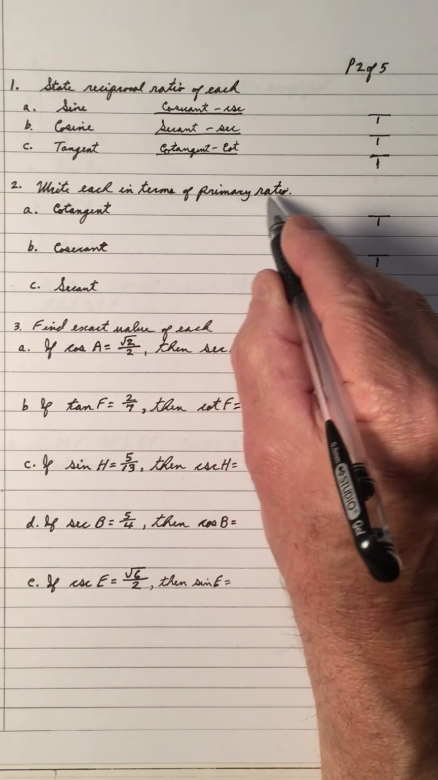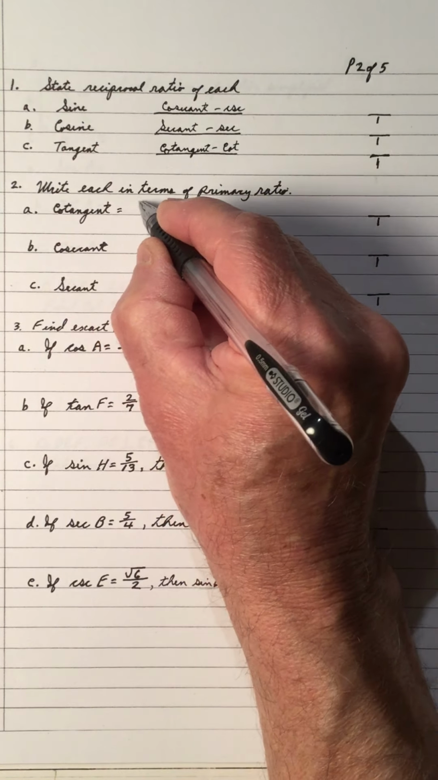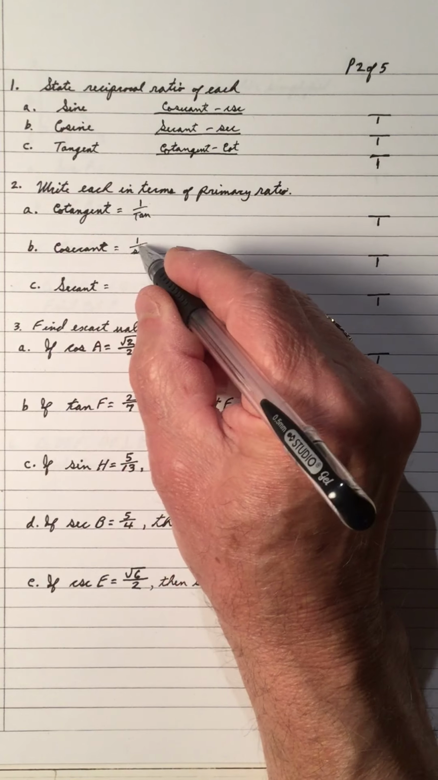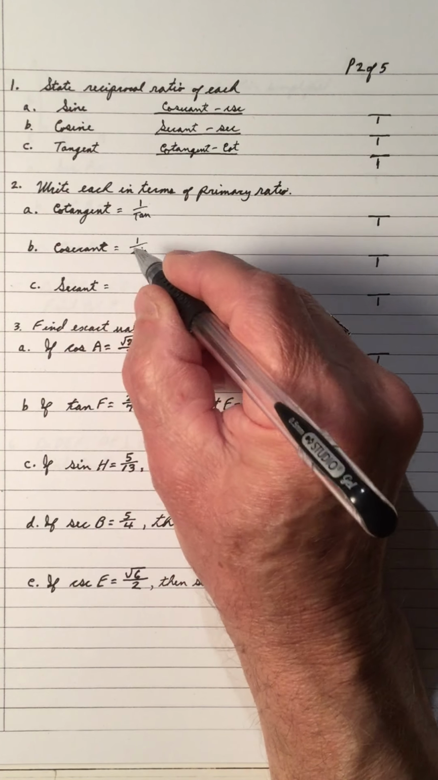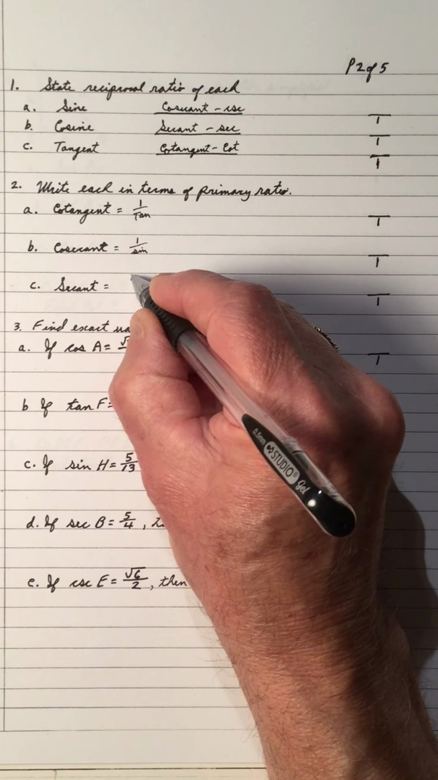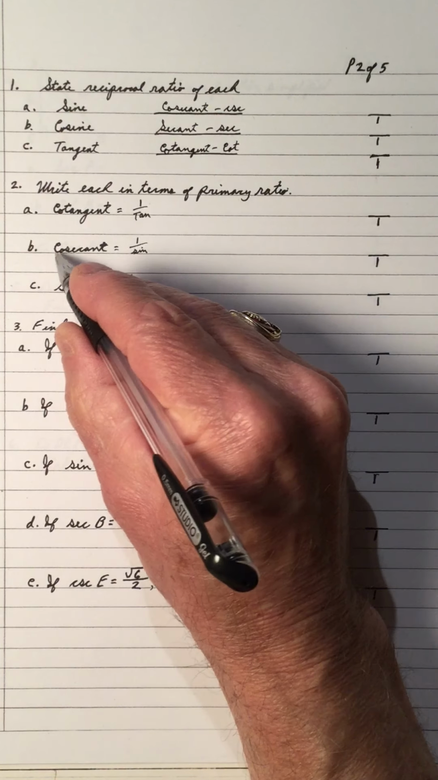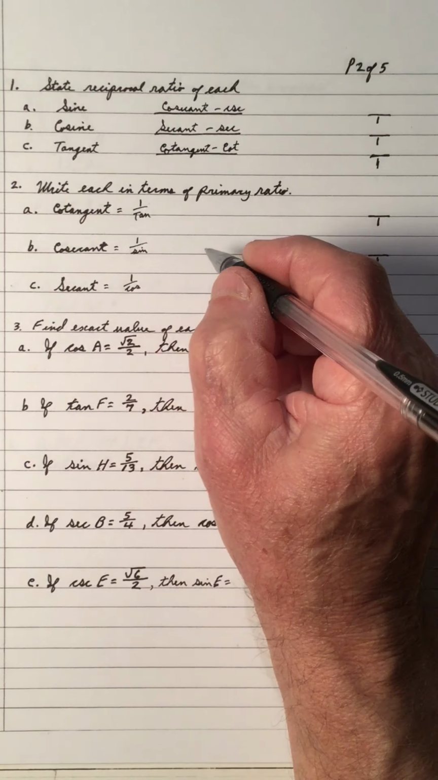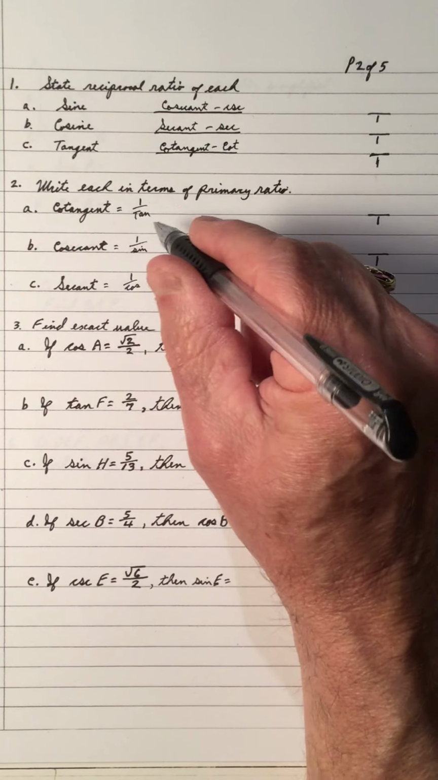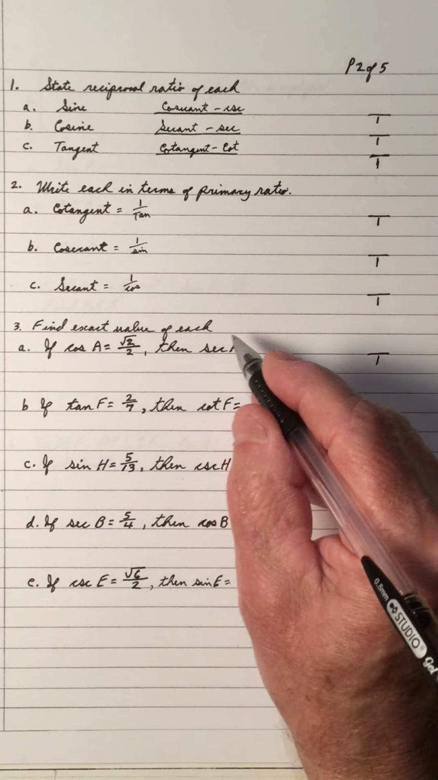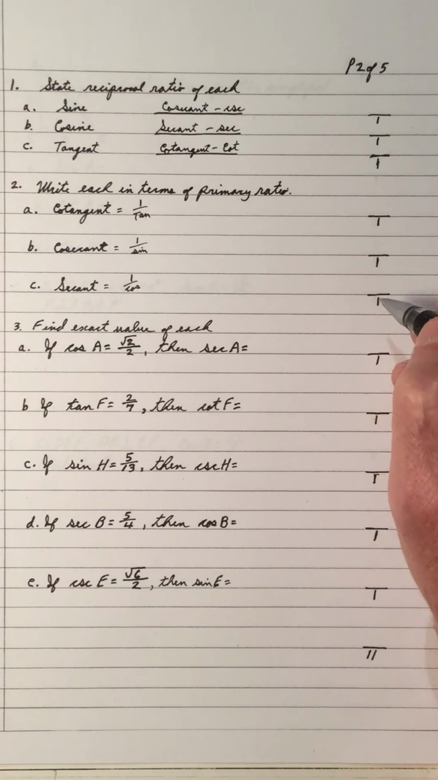Write each in terms of the primary ratio. So cot is 1 over tan, reciprocal of tan. Cosecant begins with C, so I need an S, so it's 1 over sine, reciprocal of sine. And secant is the reciprocal. Secant begins with an S, so I need a C, so it's 1 over cos. So C, S, S, C is my way of memorizing. And the reciprocals are 1 over the primaries. Give yourself a mark if you have these right.